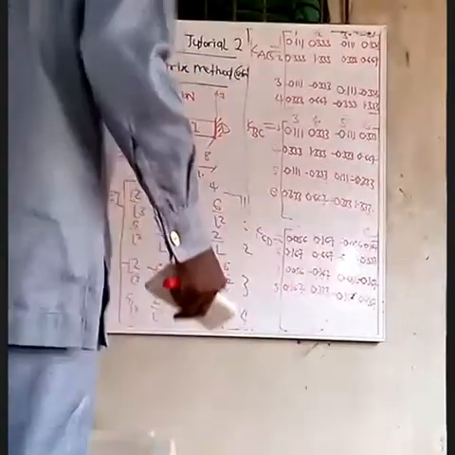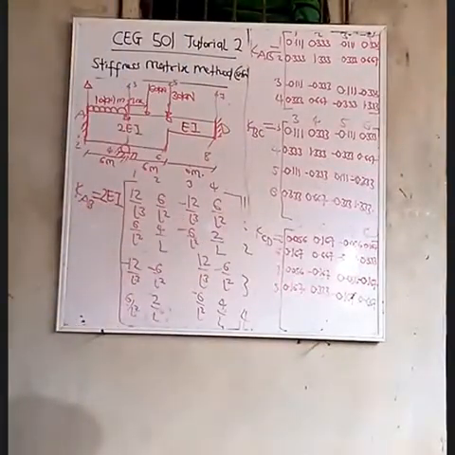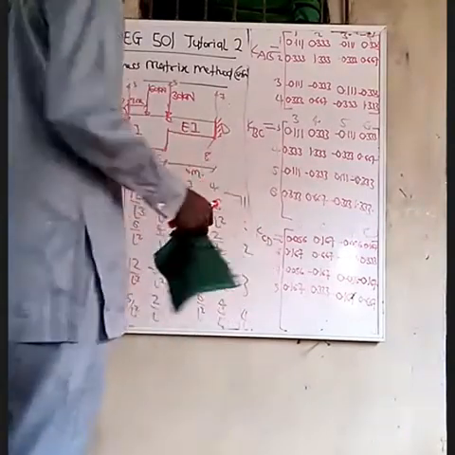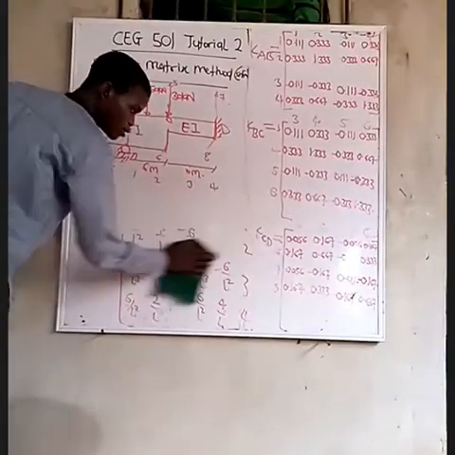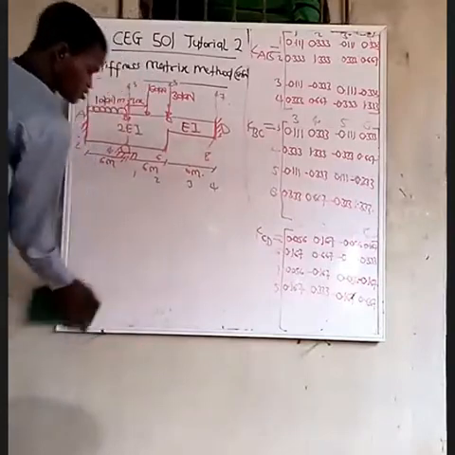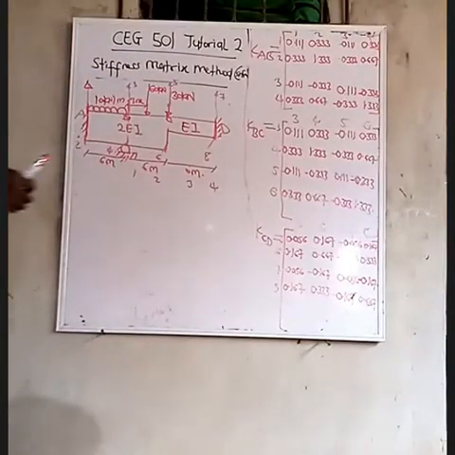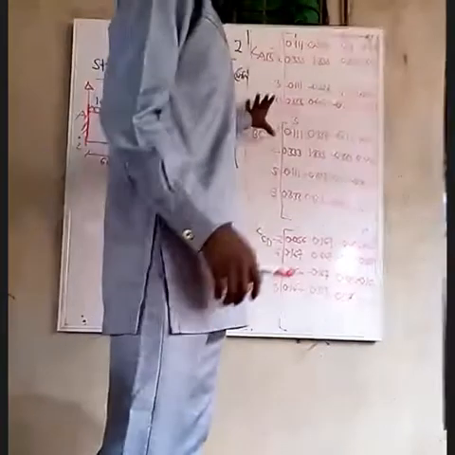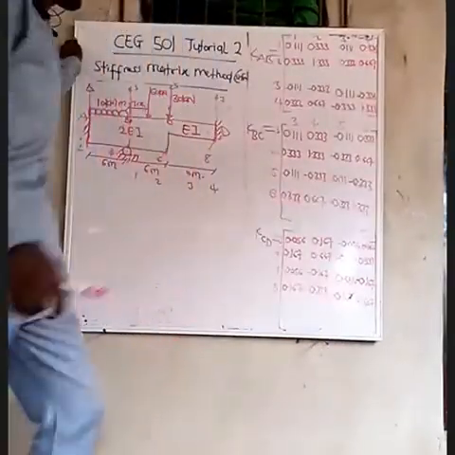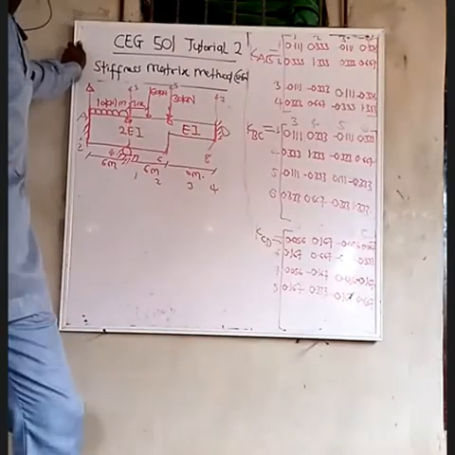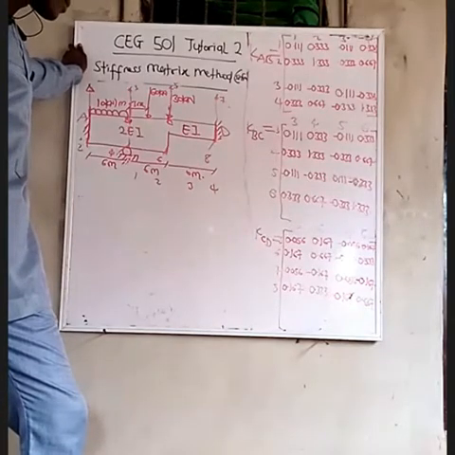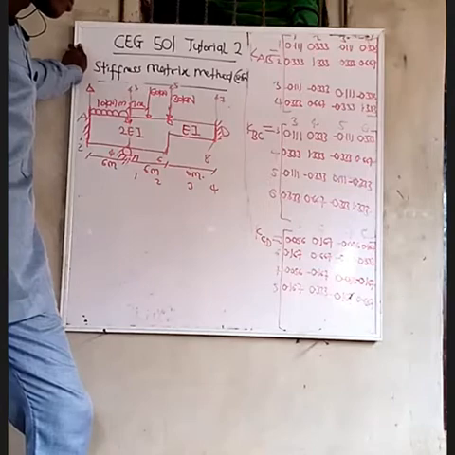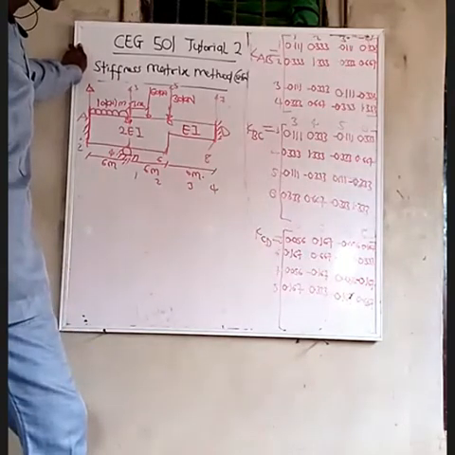So the next step is to obtain the global stiffness matrix. This one is the local stiffness matrix, the one for each of the members. So the next thing is to obtain the global stiffness matrix. The global stiffness matrix is the stiffness matrix for the whole structure. So I'm going to clean this now. Now, this is the point where you have to be very careful. At this point, our unknown displacements are what? D5, D6, and D4. Yes, yes.